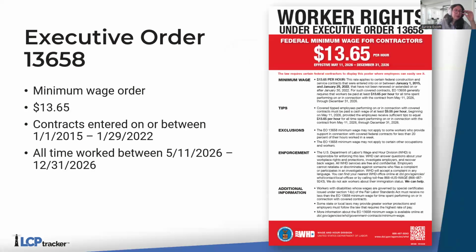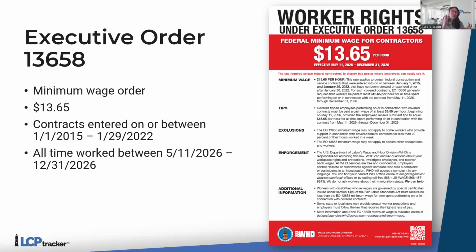Very recently, we had Executive Order 13658 come out and say, okay, we're going to be setting a minimum wage for Davis-Bacon projects, and that minimum wage is going to be $13 and some change, $13.65. This would be for a specific set of projects. These projects would be contracts that are entered between January 1st of 2015 and January 29th of 2022. So very specific date range.